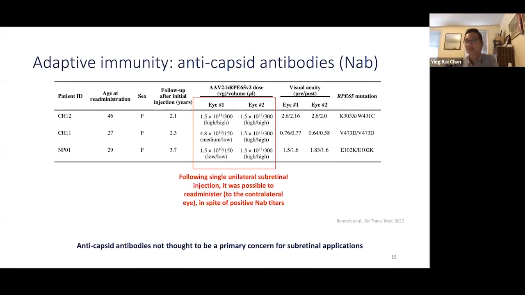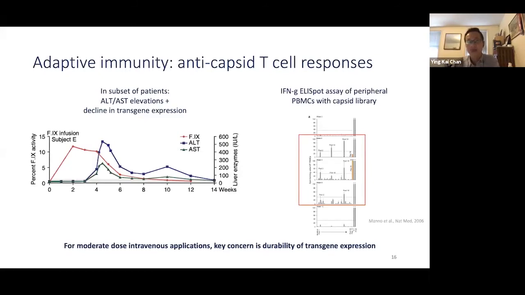But with subretinal AAV, shown here as a clinical study, it has been shown that one can inject one eye subretinally, and then a few years later inject the contralateral eye without issues. So this suggests that at least for subretinal applications, anti-capsid antibodies is not really a key concern for subretinal AAV. For intravitreal AAV, that's not as immune privileged as subretinal. So neutralizing antibodies in the vitreous might be a concern.